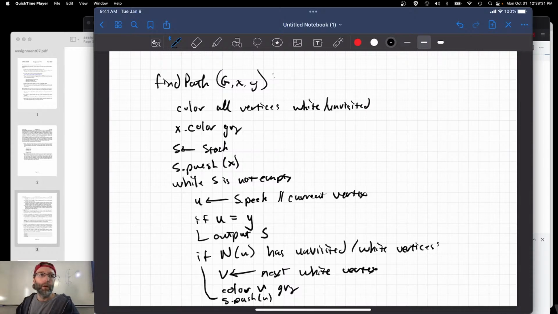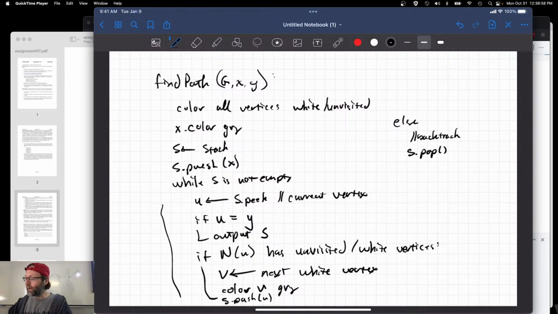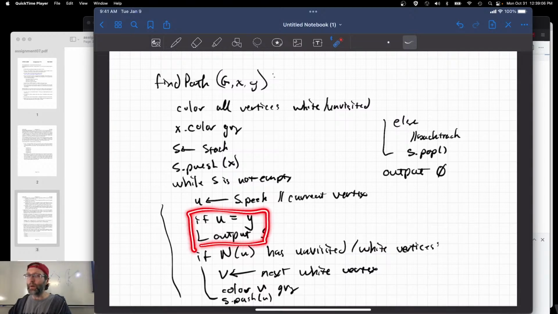Otherwise, if there are no other white vertices, else, you've reached a dead end. Everything behind you is either black or gray. Now you need to backtrack by S dot pop. And you don't need to save it because you already have U, that's the current vertex. And that's the end of your else. Otherwise, output phi. Now, if you ever find a path, you'll end up outputting it right here.